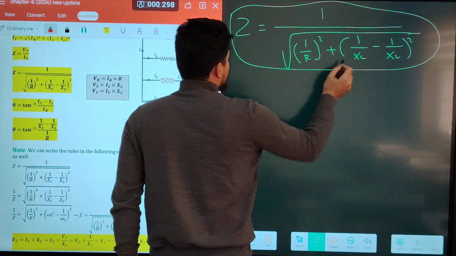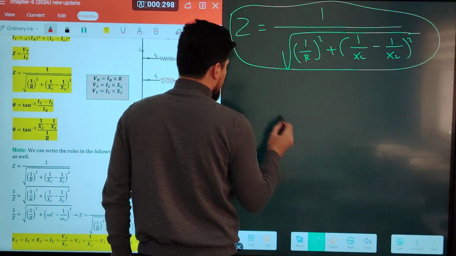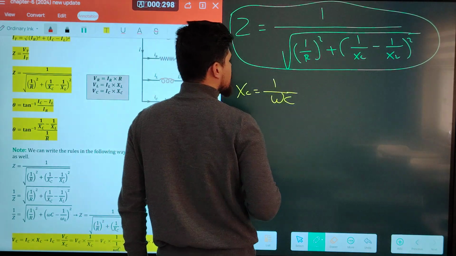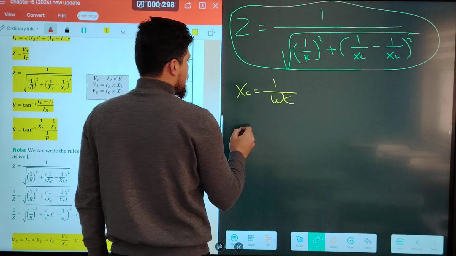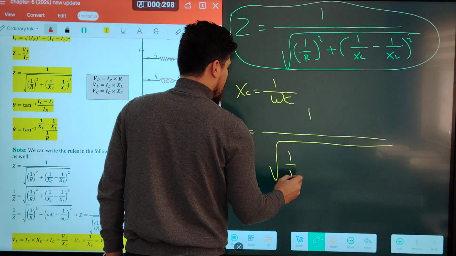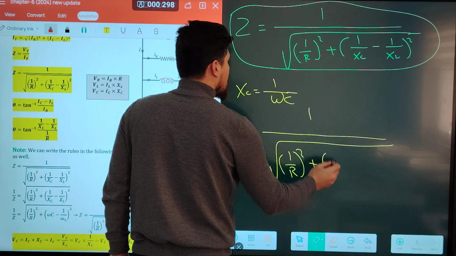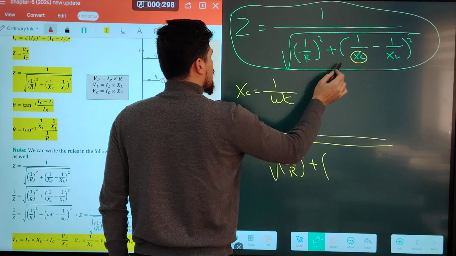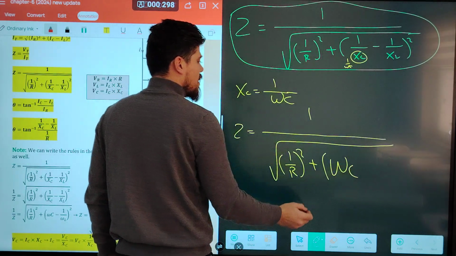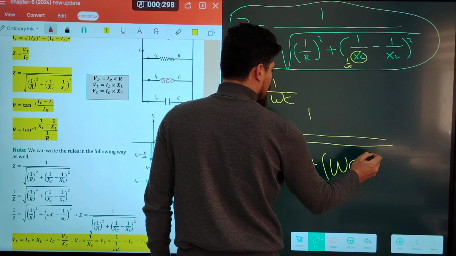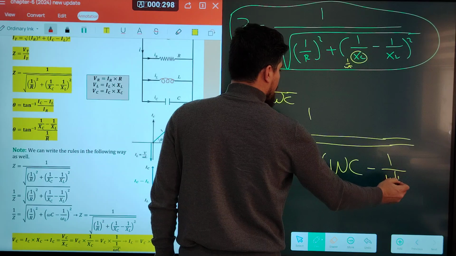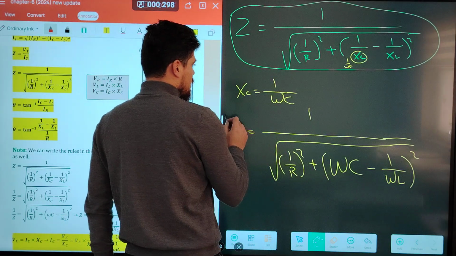Guys, if you remember, XC is equal to what? XC is equal to 1 over omega C. And instead of XC, write down 1 over omega C. Z is equal to what? 1 over the square root of 1 over R squared plus, and instead of XC, write down what? 1 over omega C. Reciprocal math basics, it's going to be what? Omega C. Because 1 over (1 over omega C) is equal to omega C. Minus 1 over XL, it's going to be what? 1 over omega L, squared. This equation also is correct.